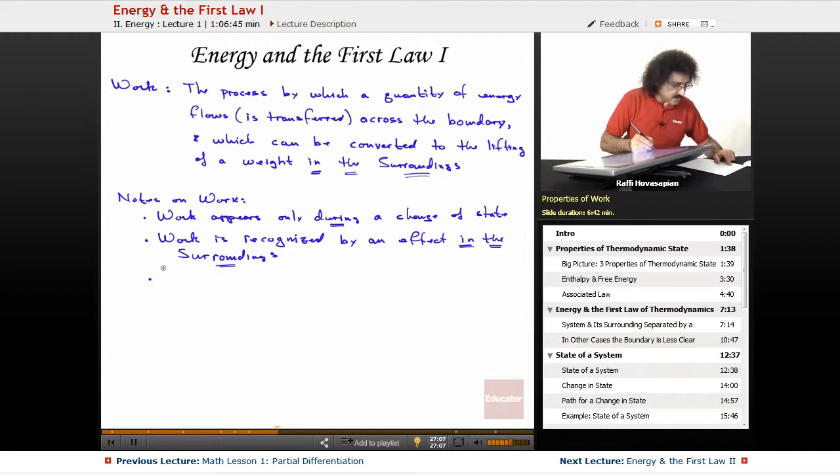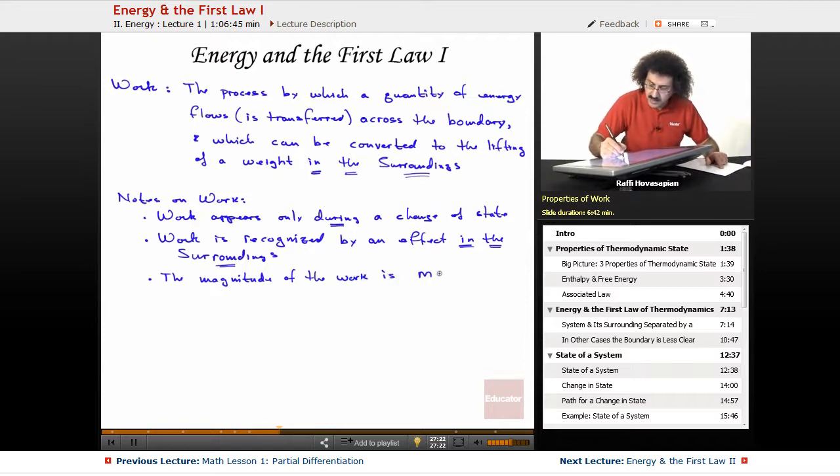Now, third part. The magnitude, in other words, the quantity itself, the magnitude of the work is mgh, mass times the acceleration of gravity times the height through which the particular weight in the surroundings has gone up or down.